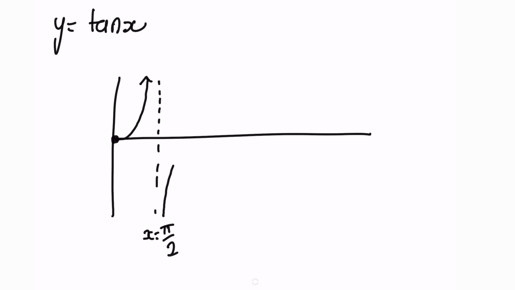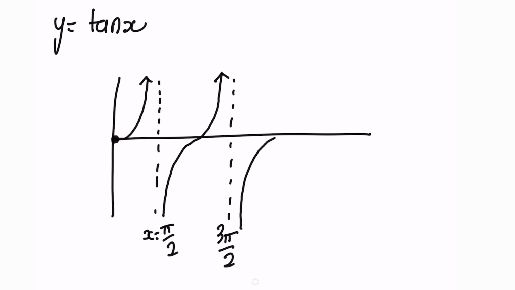The tan graph will then make an x cubed like shape before hitting another asymptote at 3 pi on 2. And then continue up again to intercept at 2 pi. So the only other point of interest is this intercept here, which is at pi, 0. So these shapes will continue on to infinity.